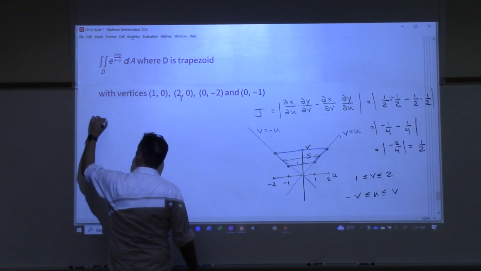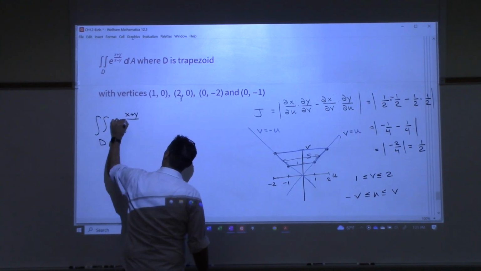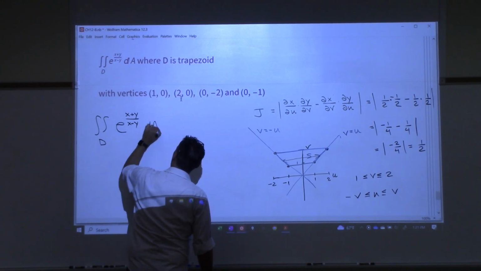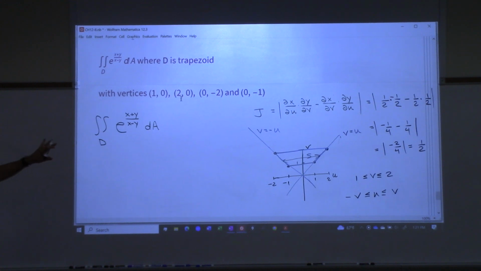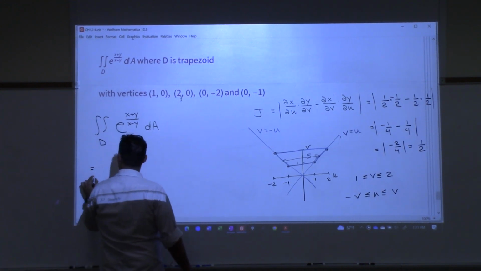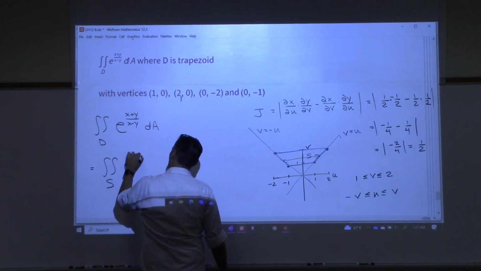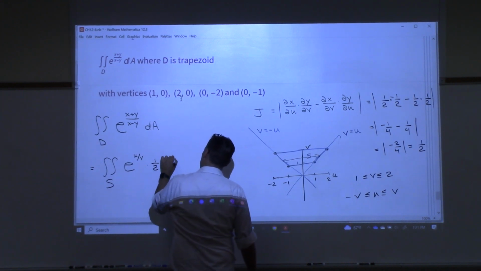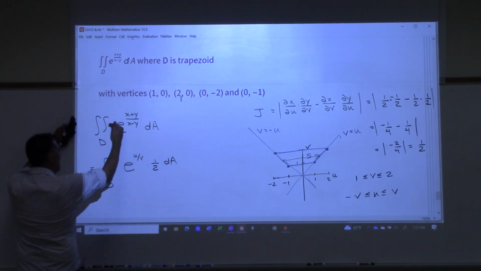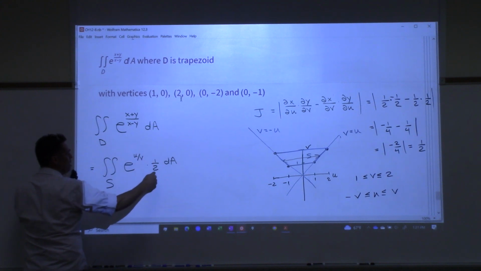So here's my setup. I have the double integral over D of e to the x plus y over x minus y dA. That's the original problem, right? And what I've done is I've changed variables, and now I'm doing the double integral over S of e to the u over v times a half with respect to area. So I've converted that to this new one. That's replaced with u, that's replaced with v, and then we had the Jacobian, and then dA.